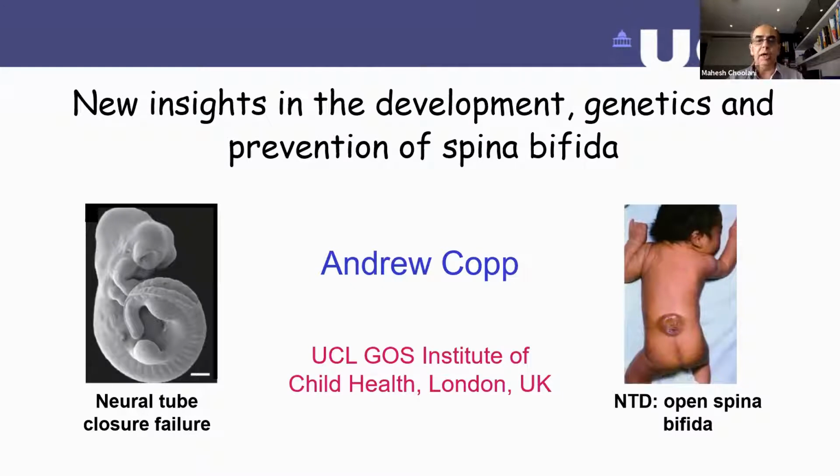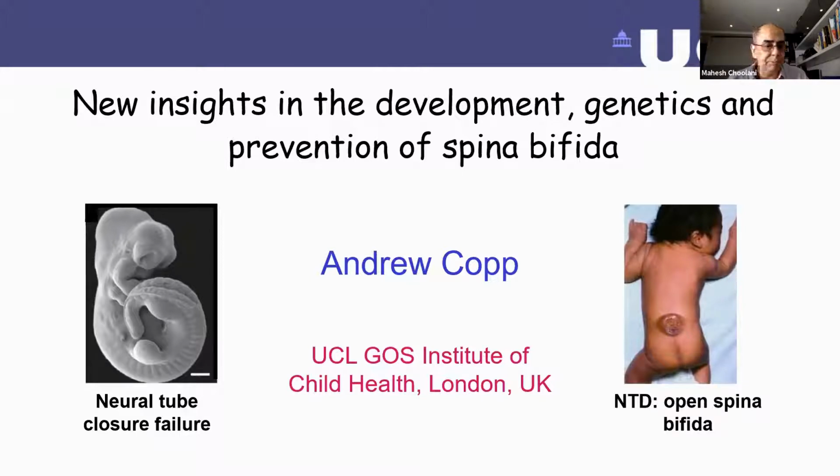So first, I'd like to introduce our first speaker, Dr. Andrew Copp. Dr. Copp qualified at the universities of Oxford and London with training in developmental biology and clinical medicine, and a postdoctoral fellowship at Stanford University in the States. He's professor of developmental neurobiology at UCL Institute of Child Health, ICH, and honorary consultant at the Great Ormond Street Hospital, GOSH. Previously, he was director of ICH and non-exec director of GOSH from 2003 to 2012. His research focuses on genetics, development, and prevention of birth defects, in particular neural tube defects. Today, he will share with us new insights in the embryology, genetics, and prevention of spina bifida.